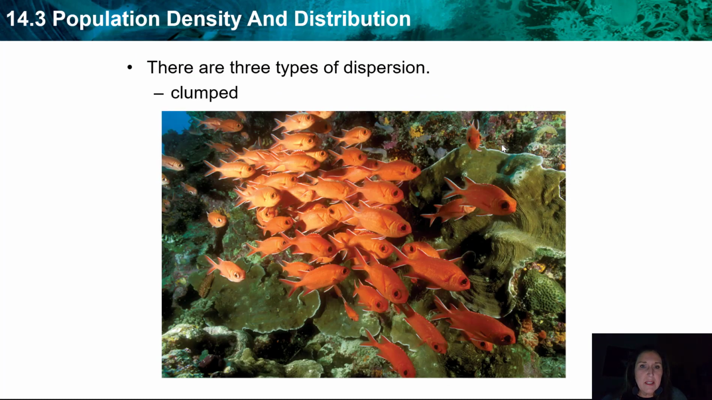So clumped is fish traveling in schools. That's what you call a group of fish together. Fish traveling in schools, lions and prides, dogs and packs. Those are all clumped. They're together. There's a population in the area that all live together.